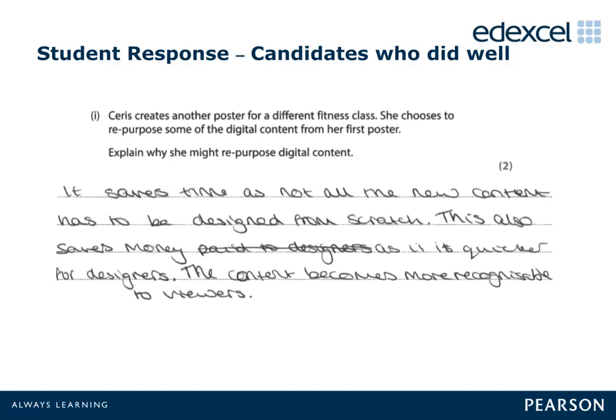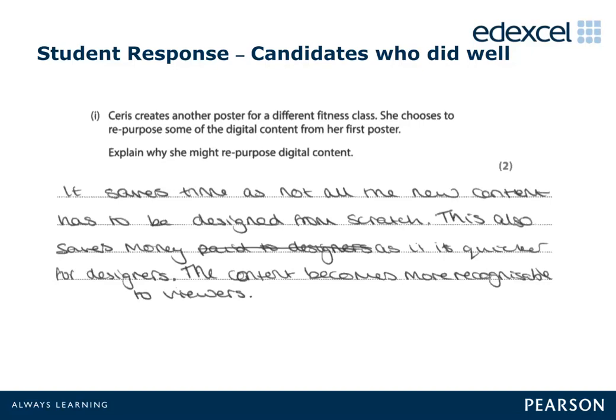This response provides us another example of good candidate performance, as well as some examples of styles of response that are not as effective. The candidate is awarded 2 marks in total. It saves time, 1. As not all the new content has to be designed from scratch, 1. In the latter part of the response, the candidate provides some more reasons, but these are not as effective.